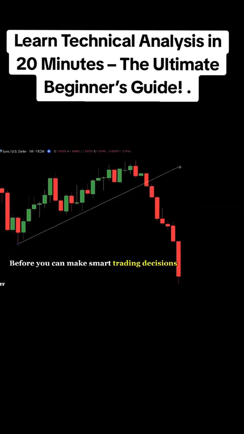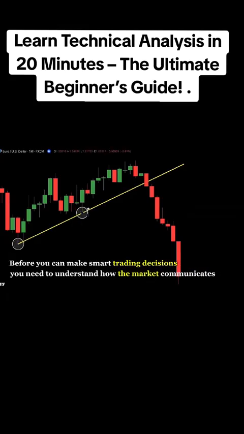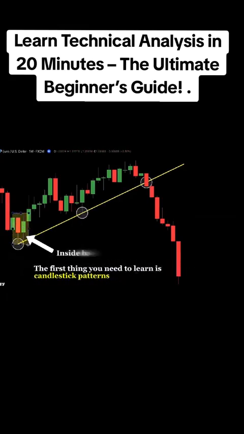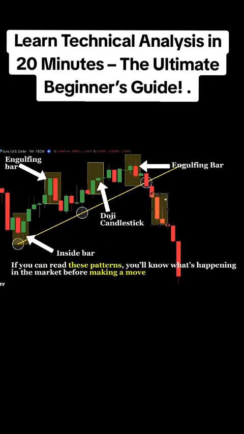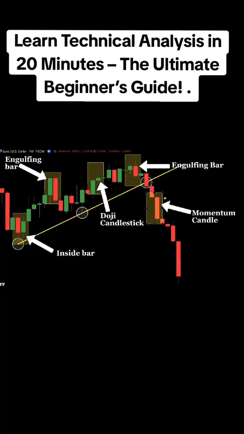Before you can make smart trading decisions, you need to understand how the market communicates. And the first thing you need to learn is candlestick patterns, the foundation of price action. Every candle tells a story about buyers and sellers, momentum, and potential reversals. If you can read these patterns, you'll know what's happening in the market before making a move. Now, let's break down the most important candlestick patterns you need to know.